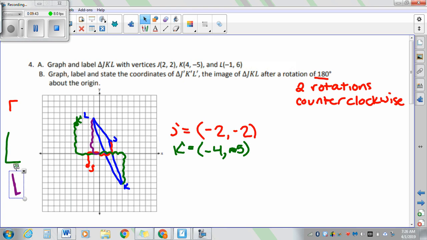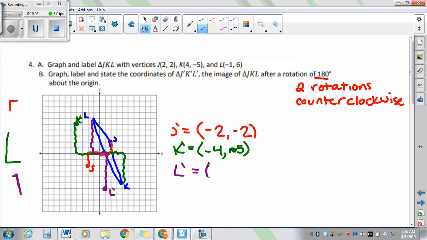I'm going to take it. I'm going to spin it twice. So now my short side is over 1, and my long side is down 1, 2, 3, 4, 5, 6. So here's 1, 2, 3, 4, 5, 6. So here's going to be my L prime, and that looks like it's at 1, negative 6. And then I just connect these guys all up to make my triangle again at the end.